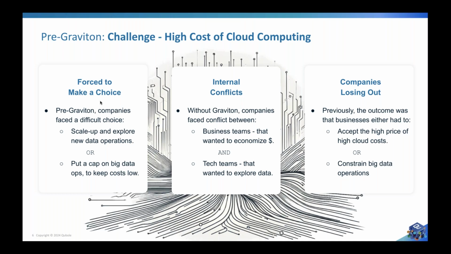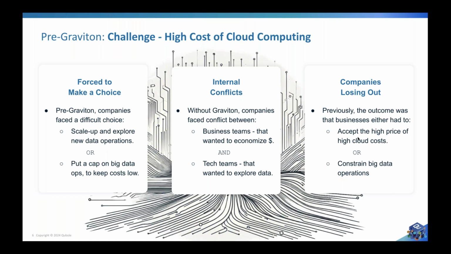If you look at the various challenges, before Graviton you had to make a choice: either you scale up, which means you have to spend more, or you put a cap on big data operations to keep your cost low. You have internal conflicts between what the business team wants and what the tech team wants, and you are always fighting between the two. And the final one is companies losing out.